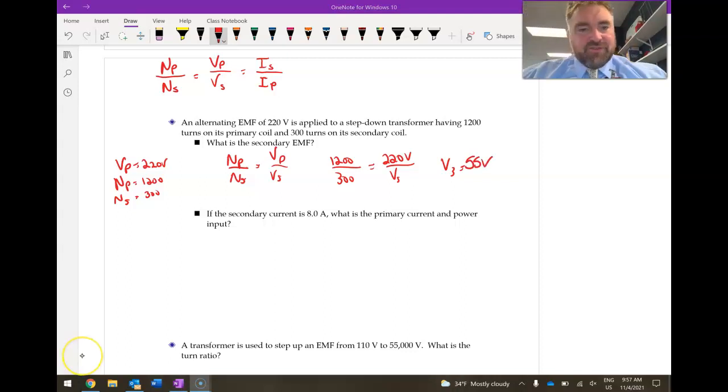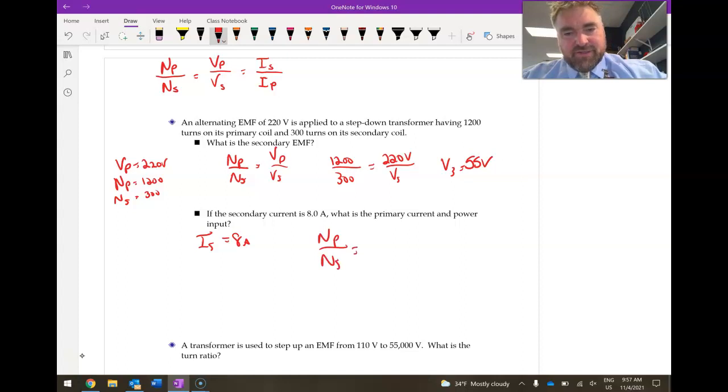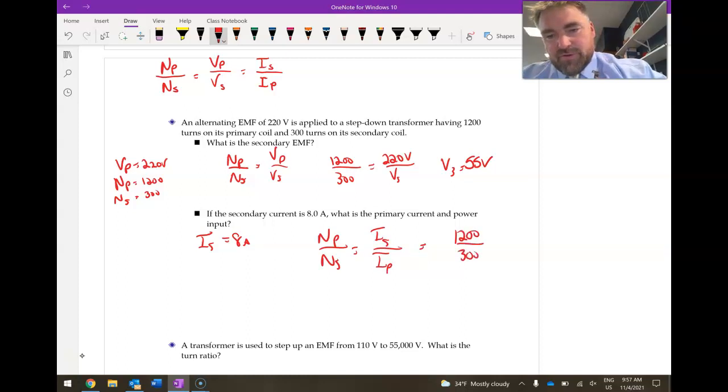On our second one, we know our secondary current, so IS is equal to 8 amps. And we're going to use the exact same thing, so we're going to go NP over NS is equal now to IS over IP, and so we're going to go 1200 over 300, and that's going to equal 8 over IP. So when I solve for that, IP comes out to be 2 amps.